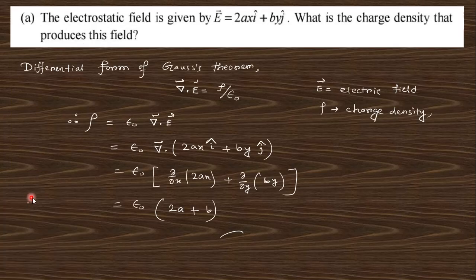That is 1A. It says the electrostatic field is given by this. What is the charge density produced in this field? So given that electric field intensity, the electrostatic field, you need to find the charge density. You know the differential form of Gauss's theorem, that is divergence E equals rho by epsilon naught. So rho equals epsilon naught times divergence E. Find the value of divergence E.